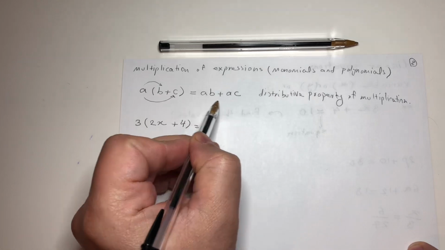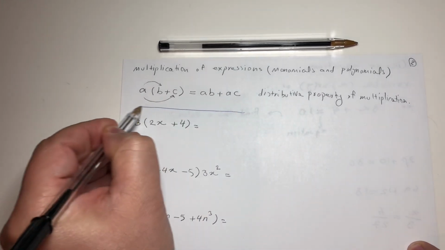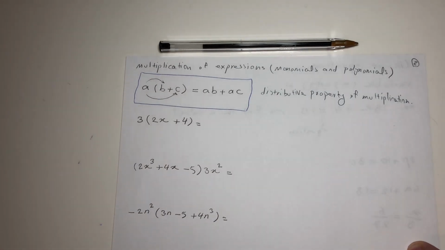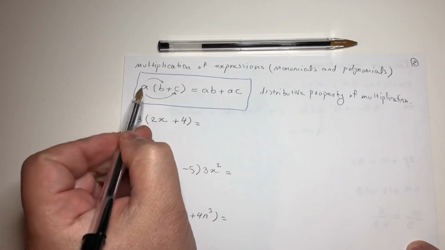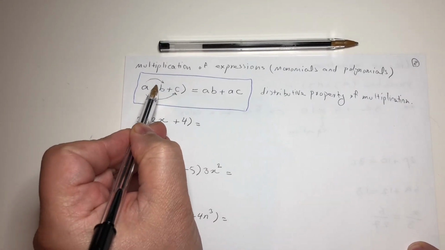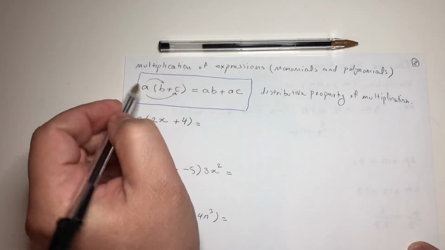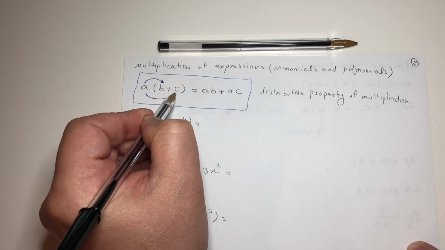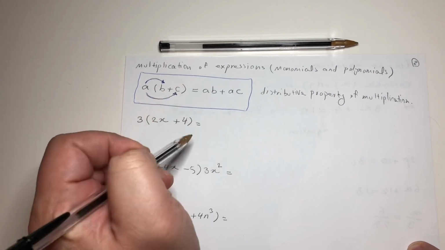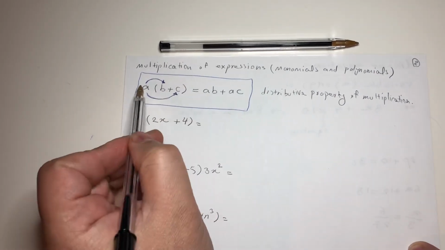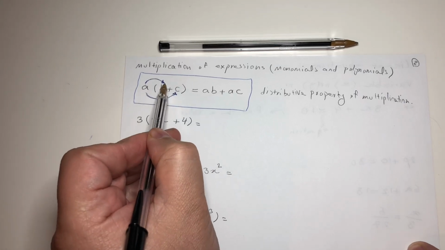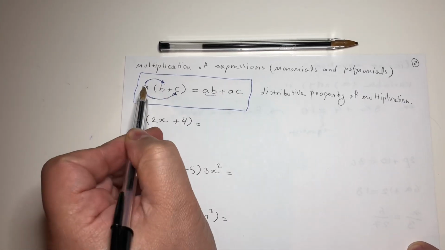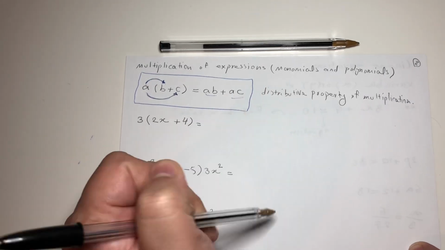Here, if you look at this general rule, which describes the distributive property of multiplication, if we are multiplying a into b plus c, this a will distribute between the terms inside this brackets, right? So the result would be a multiplied by b plus a multiplied by c.